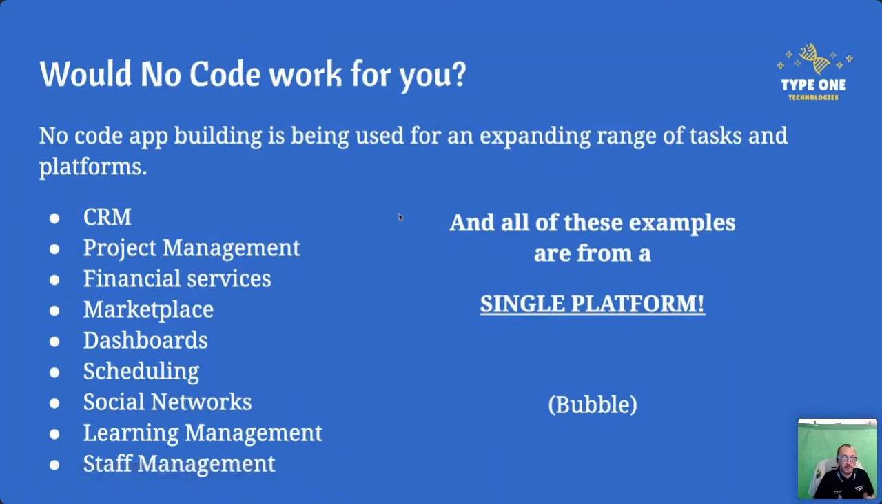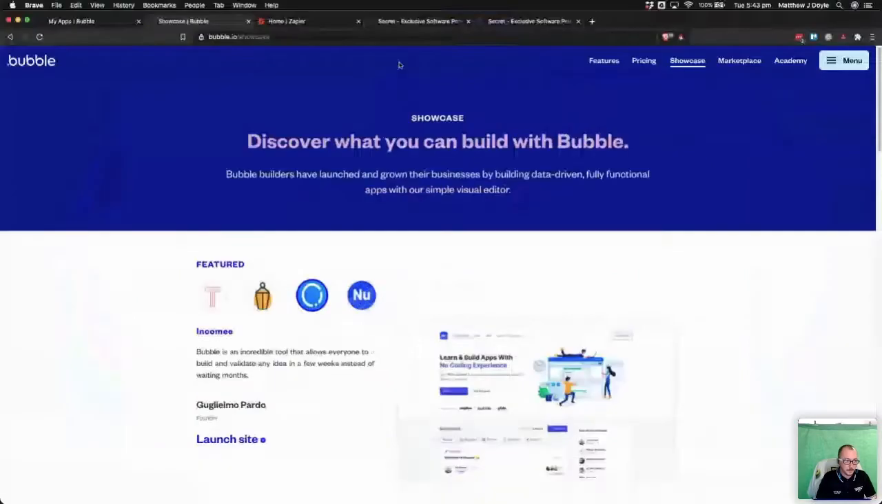No-code app building is being used for an expanding range of tasks and platforms, from CRMs to project management, financial services, marketplace, dashboard apps, scheduling apps, social networks, both people building their own social networks, but also plugging into social networks through scheduling tools, learning management systems, staff management and rostering. And these are just examples from a single platform, which is Bubble, which is the platform we're going to use today.